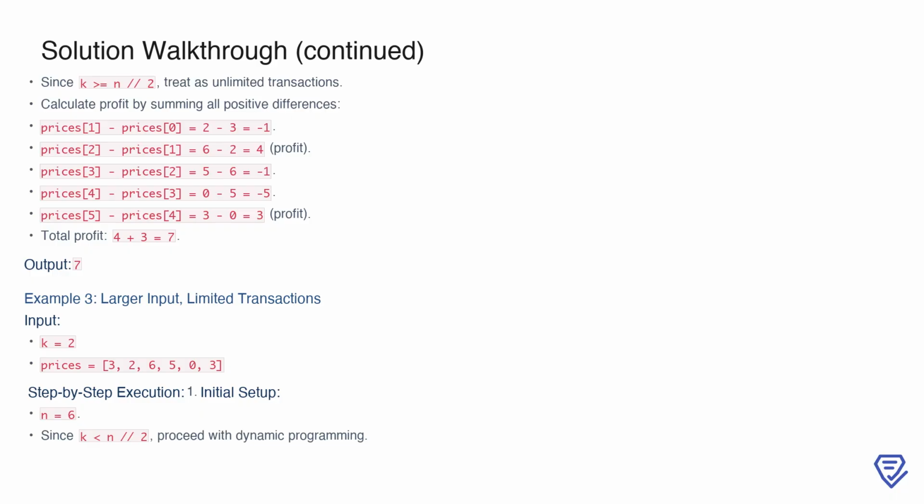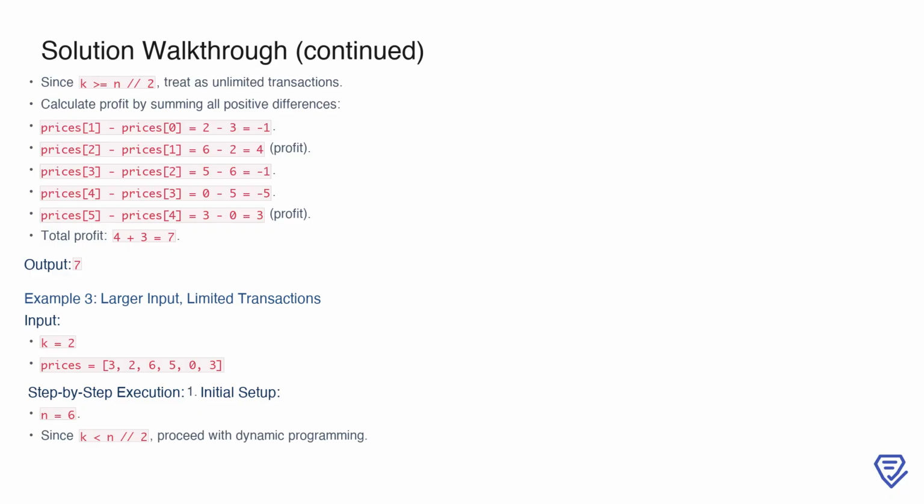However, prices[2] - prices[1] gives 4, so we add this to the profit. Similarly, prices[3] - prices[2] and prices[4] - prices[3] yield -1 and -5, respectively, which do not contribute. Finally, prices[5] - prices[4] adds a profit of 3. Summing up the profits from positive differences, we get a total profit of 4 plus 3, which equals 7. This is the output for this example.